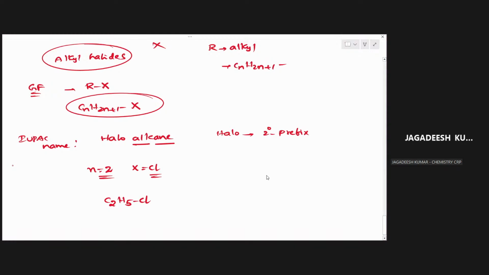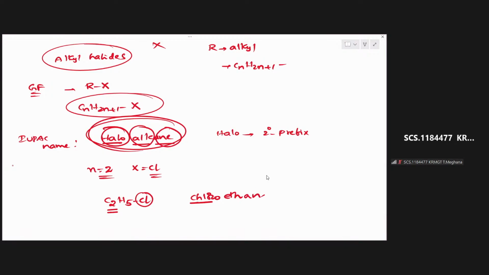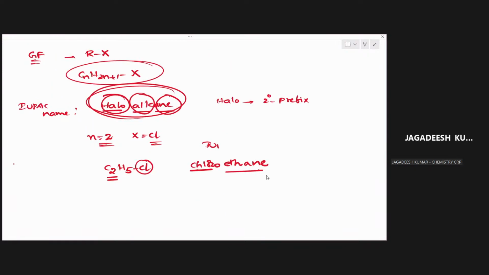C2H5Cl. So now what is the IUPAC name? I already told you the IUPAC name is haloalkane. Here halo means the halogen, chlorine, so you have to write chloro. And alk is the root word. How many carbons here? 2 carbons, so the root word is eth, and ane is the primary suffix here, as usual. So chloroethane. This is called the IUPAC name.